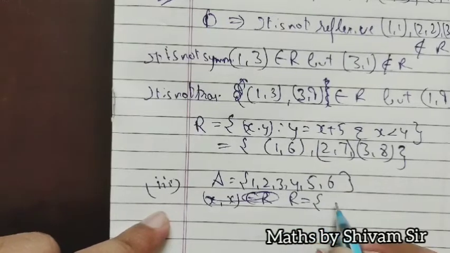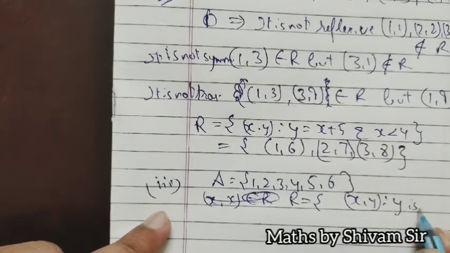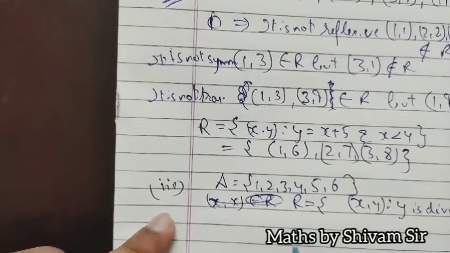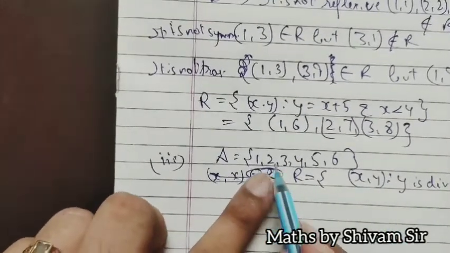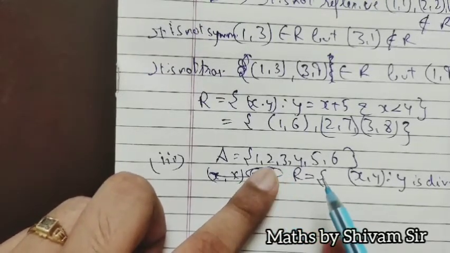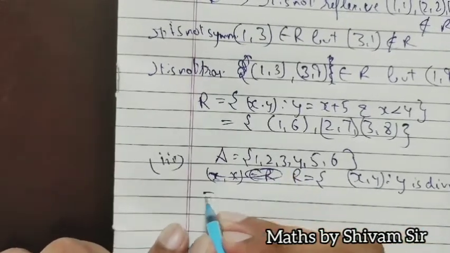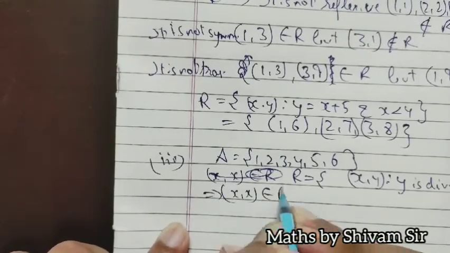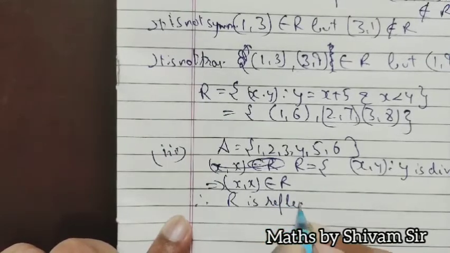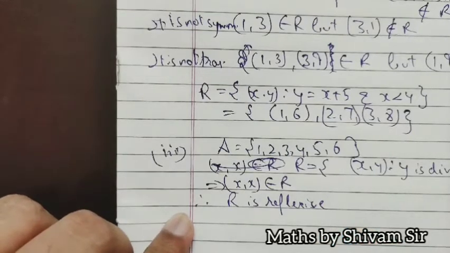R is defined as (x, y) such that y is divisible by x, right? So if we take x as 1 and y as 1, 1 is divisible by 1. If we take x as 2 and y as 2, 2 is divisible by 2, 3 is divisible by 3, 4 is divisible by 4. So this implies (x, x) belongs to R, so R is reflexive. (1,1), (2,2), (3,3), (4,4), (5,5), (6,6).